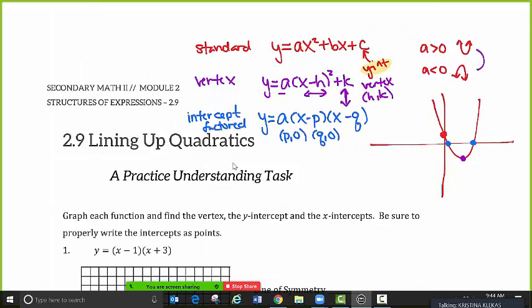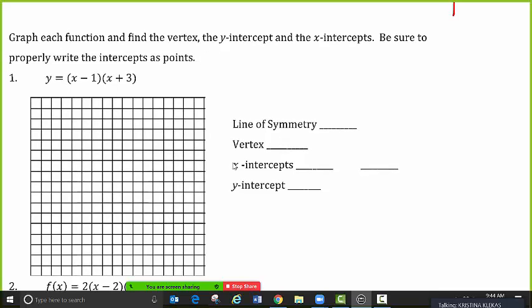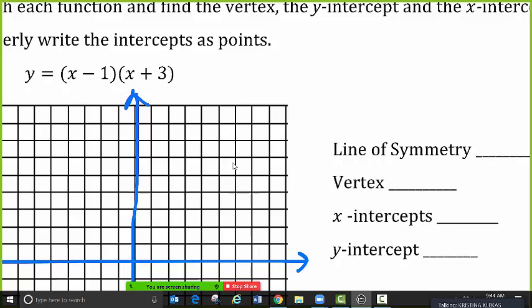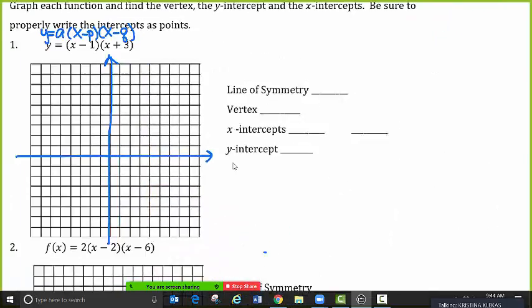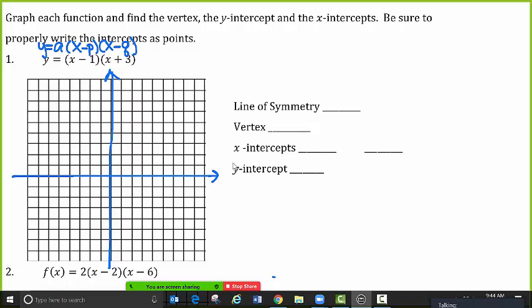All right. So it says graph each function and find the vertex, the y-intercept, and the x-intercepts. Be sure to properly write the intercepts as a point. So first off, let's go through and just make some axes. There's our y-axis and our x-axis. And the next thing I'm going to do is write y equals a, x minus p, x minus q on the top, because that is my intercept form. And I want to identify a, p, and q.